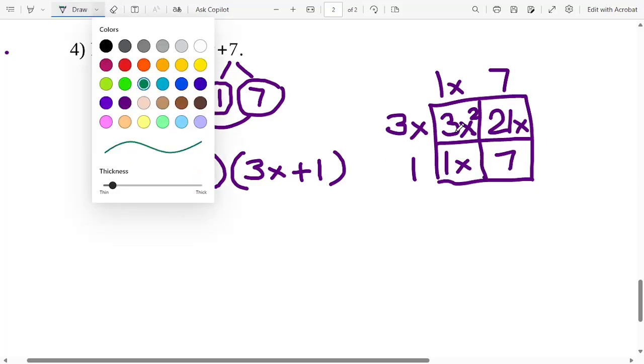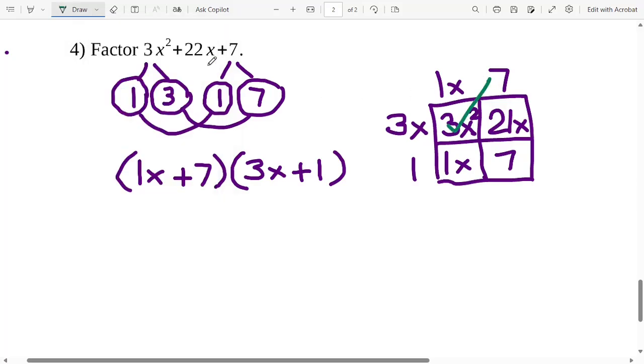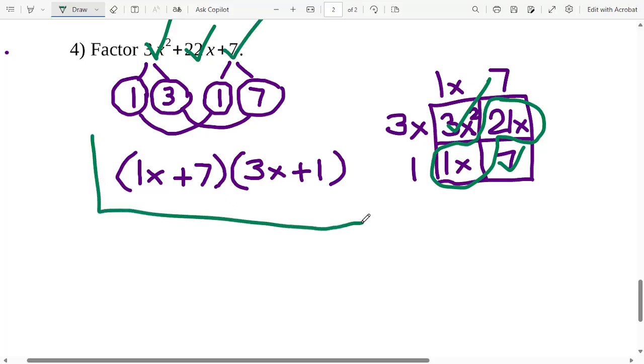Okay, so do we have the 3x squared? Yes. 21x plus 1x, does that equal 22x? Yes. And do we have the 7 here? Yes. So this is my factored form.